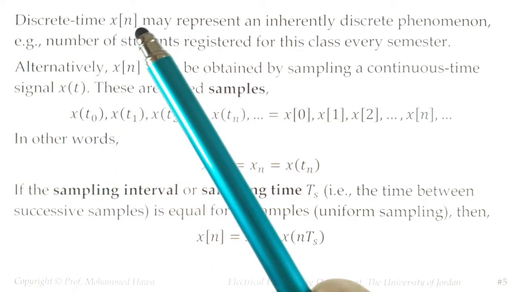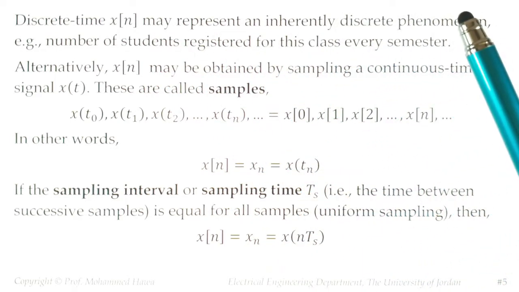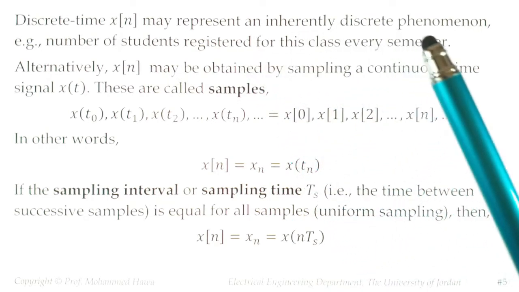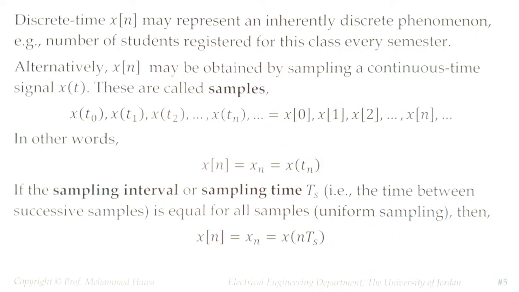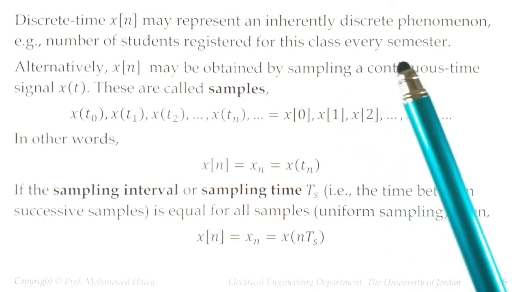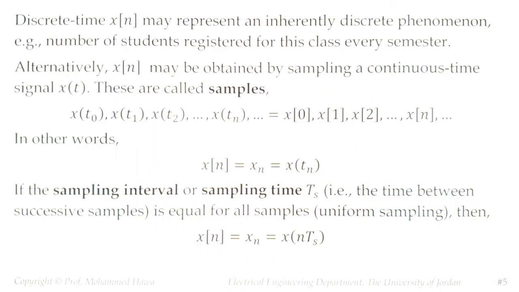A discrete time signal x of n may represent an inherently discrete phenomenon, like the number of students registered for this class every semester. So we could have a phenomenon that is discrete by nature. However, most often, x of n is obtained by sampling a continuous time signal x of t. And we call those discrete points that we obtain from the continuous signal samples of the continuous signal.